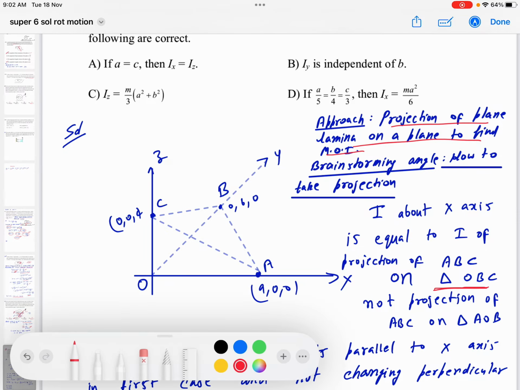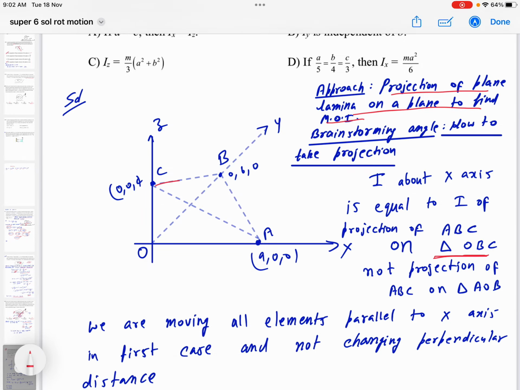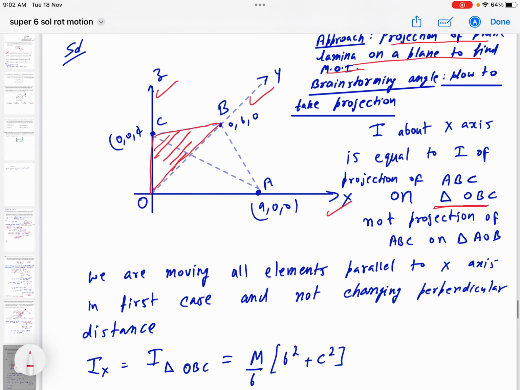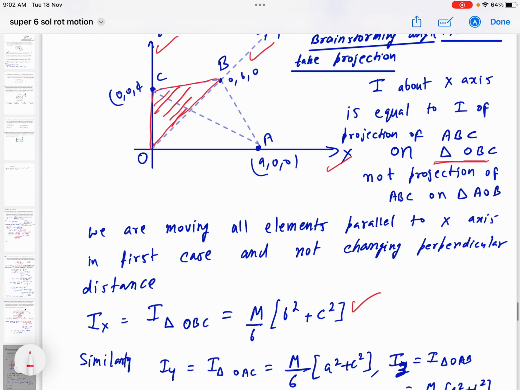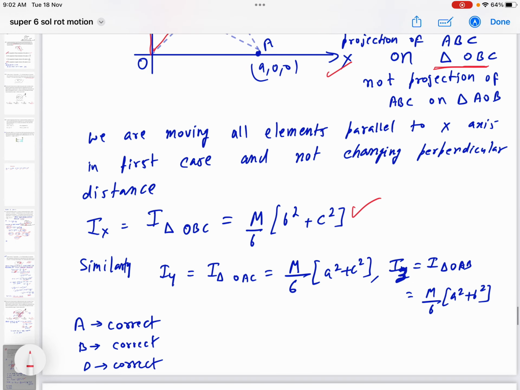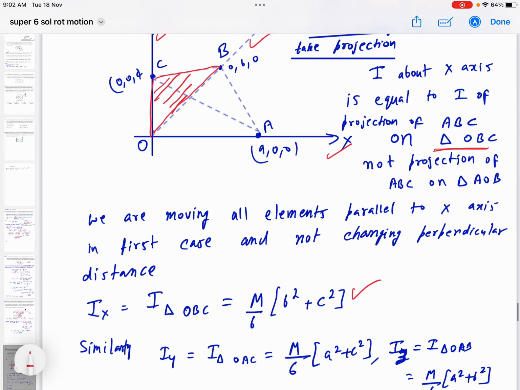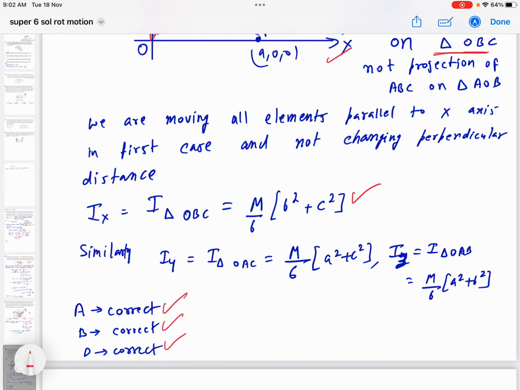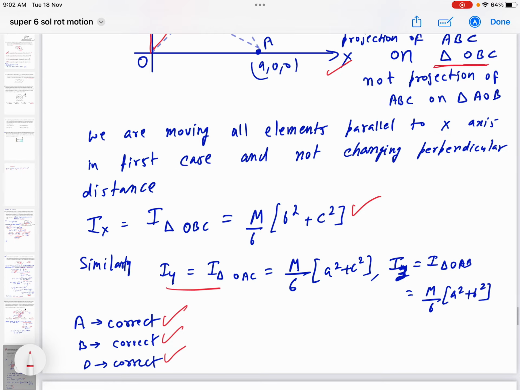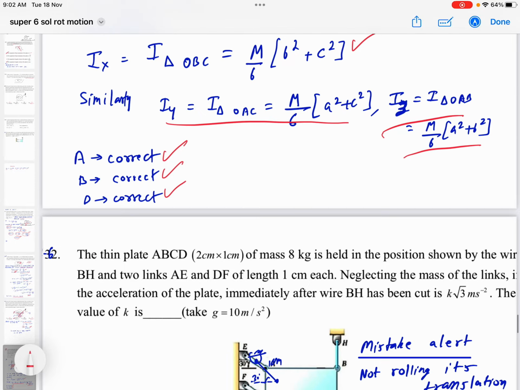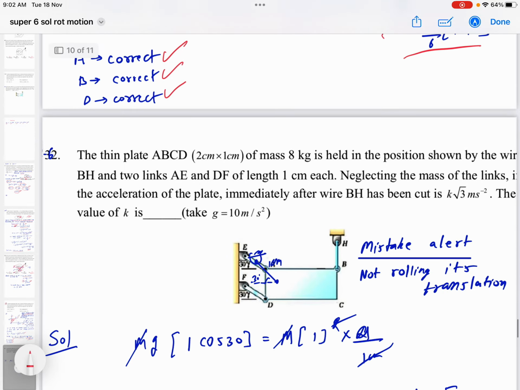So about the x-axis, I take the projection and I will get this triangle. Now for this triangle, I can apply the perpendicular axis theorem. About the y-axis and z-axis I can find, and their sum should be I about the x-axis. So that I'm writing. Similarly I'm doing it for the y-axis as well as the z-axis, and comparing the options, I will get options A, B and D. So IY, IZ, similarly by taking projections I'm getting. Okay, now question number 6.